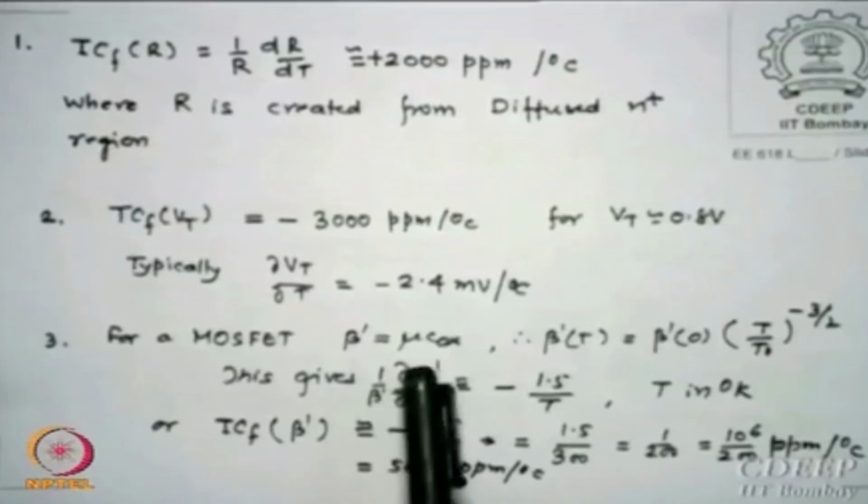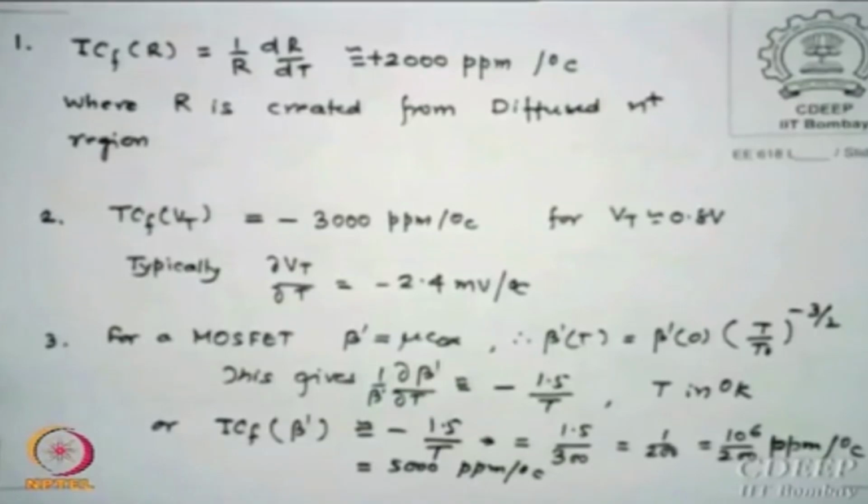This gives 1 upon beta dash delta beta dash roughly equal to minus 1.5 by T, where T here is in kelvins. So typically the TCF for beta dash, for the values which I used, could be around 5000 parts per million, a very large TCF for these devices. So you have seen, yesterday you were saying that beta dash has a very strong temperature dependence. Please remember this is for the Boyce-Baker's books data, based on that the calculations have been done. For different values you will have to figure out actual values there.